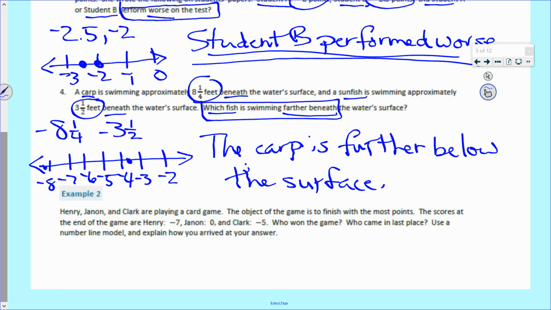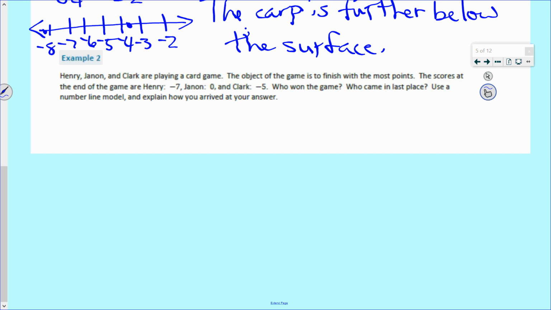Make sense? Okay, last one on this page. We've got Henry, Clark, and Jaron playing a card game. The object is to finish with the most points. The scores at the end of the game are Henry -7, Jaron 0, Clark -5. Who won the game? Who came in last place? Use a number line model and explain. So there's actually 4 things that we have to do here, guys.